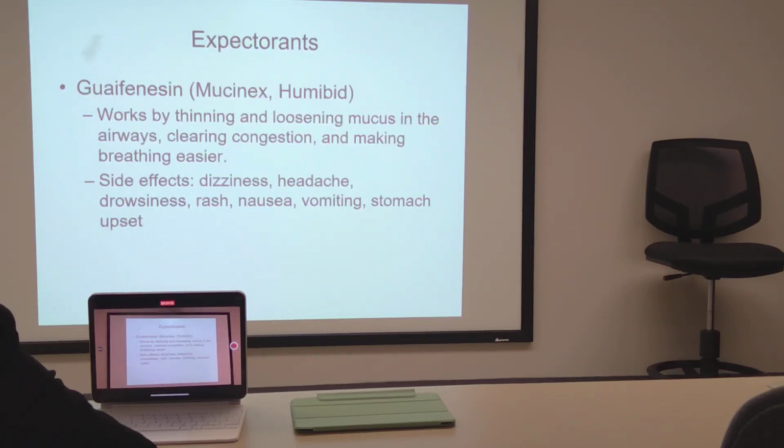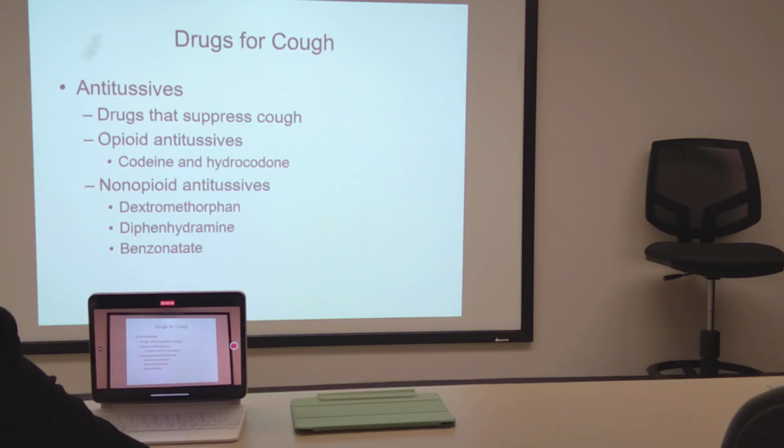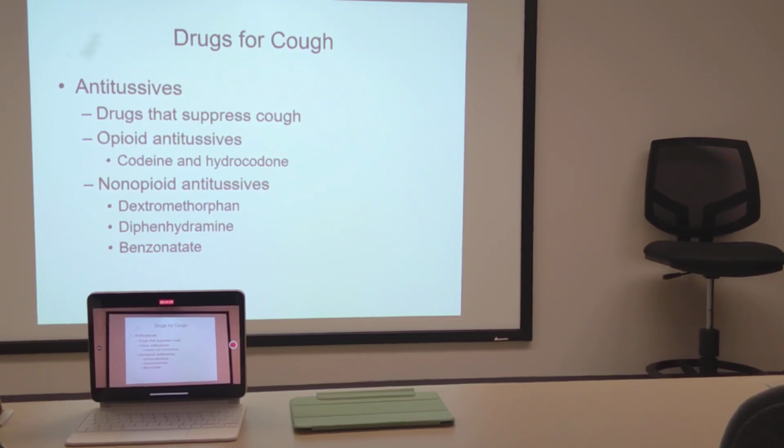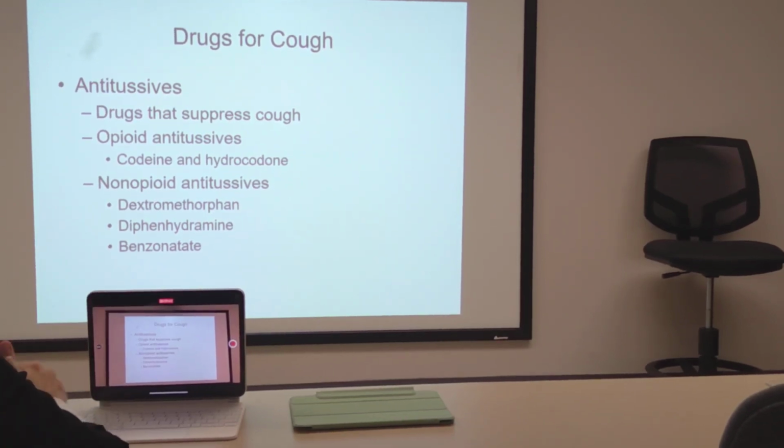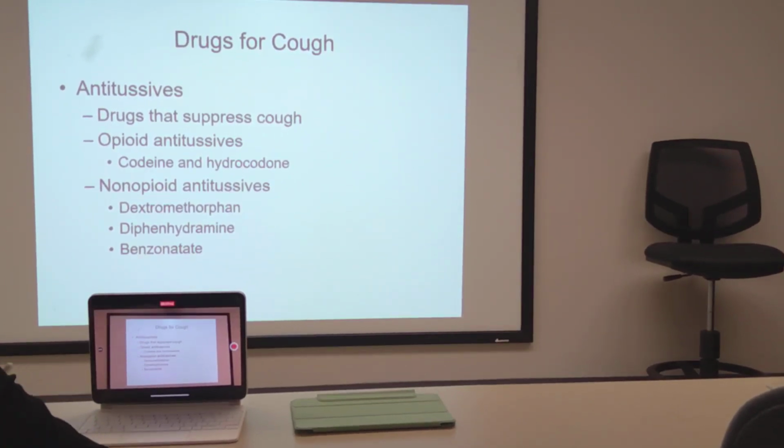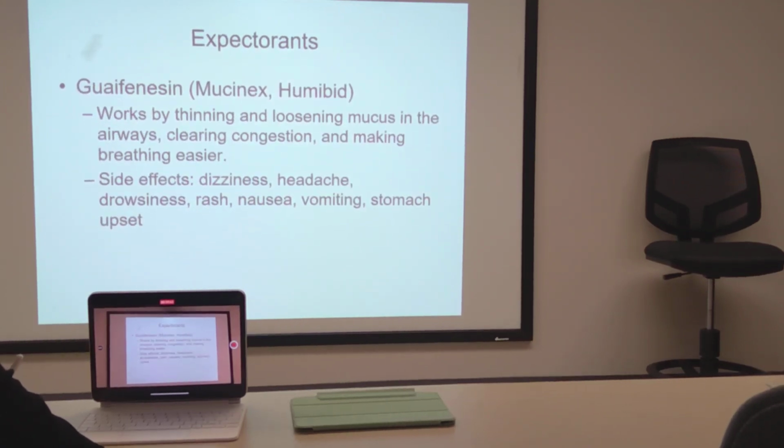Can you repeat what you just said? So there are 2 categories underneath the antitussive, right? Opioid and the non-opioid. And then you need to know the names that I put here. You need to know which category it belongs to, and what is the usage of those drugs.